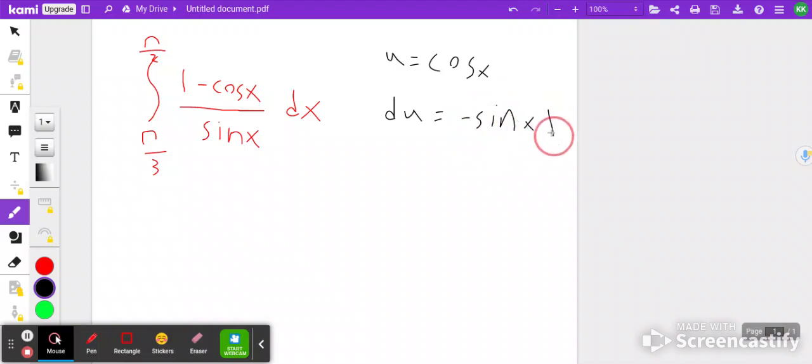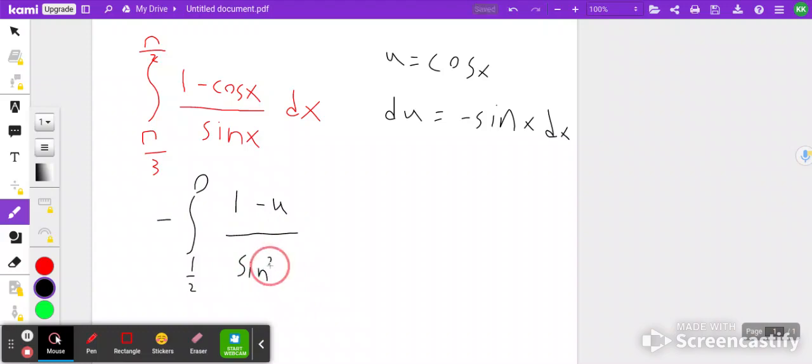And since we have the integration bounds, we have to also change those. So when x is pi over 2, cosine of pi over 2 is 0. And when x is pi over 3, cosine of pi over 3 is 1/2. And then since we have a negative sign, we have also a negative. And this becomes 1 minus u, since we are dividing, we want to write this integral in terms of du. We get 1 minus u over sine x times sine x, which becomes sine squared x.